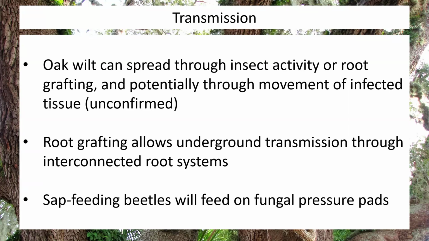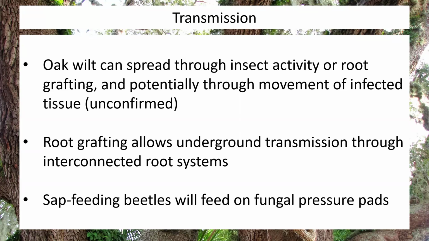Now, oak wilt is going to spread through a few different ways. One of those ways is going to be insect activity, and I'm going to show you the insect shortly, what that's going to look like, or through root grafting. Root grafting is when underground trees that are planted near each other, their roots will combine and become interconnected, and the two trees are going to start sharing nutrients and water through those roots. Unfortunately, this means that they will also share pathogens. Root grafting is the primary way that this fungus spreads.